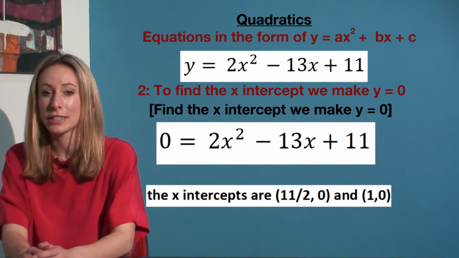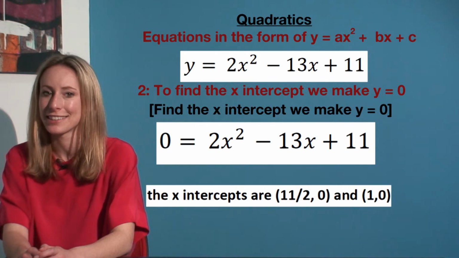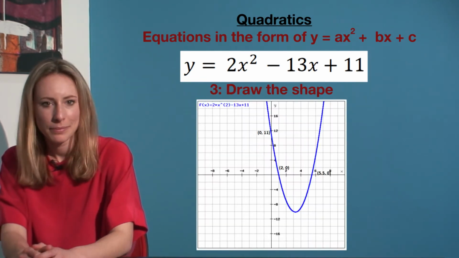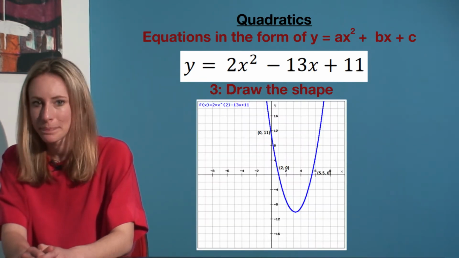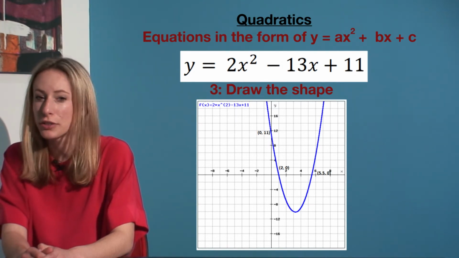If you are interested in using the quadratic formula method, please have a look at the notes on our wiki under the same section. Now, step 3 is to draw the shape. Now that we have 3 points, we can plot these in our graph and join the dots to draw a curve.